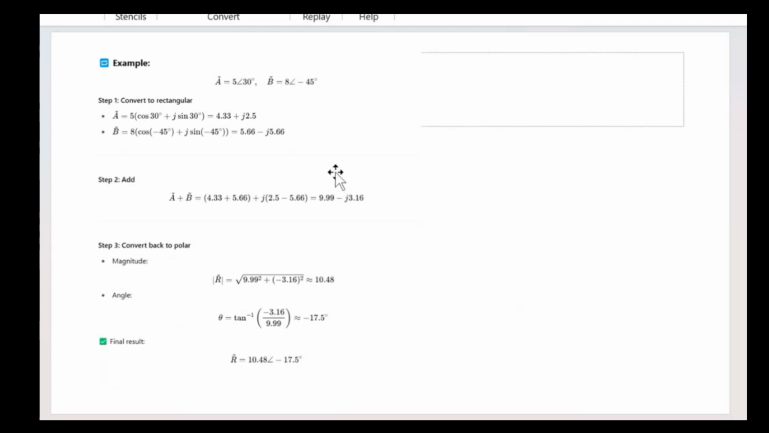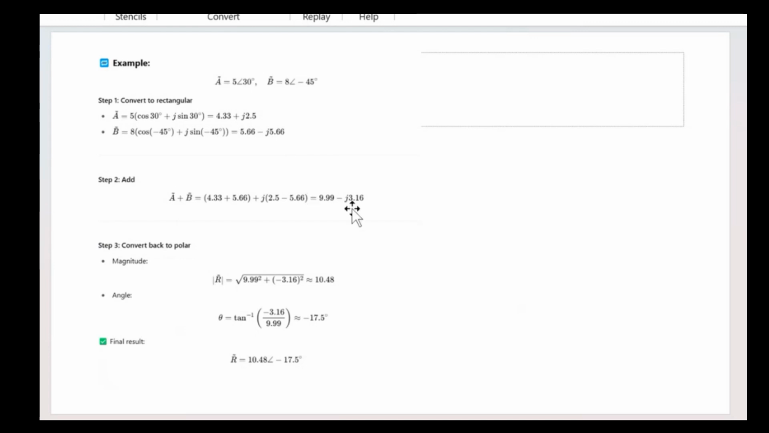I guess the last slide that I have here for you is just one example where I have two phasors and I convert them using the Euler equation to the rectangular format. Let us take a look at this. For instance, the first one is 5 at angle 30. So you have the magnitude 5 here, and then cosine of theta plus j sine of 30, which reduces to 4.33 plus 2.5j. Similarly, phasor B would be defined as 5.66 minus 5.66j.